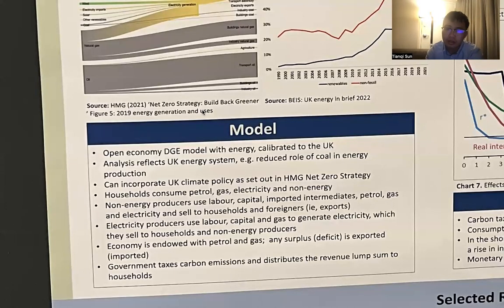So let's talk about the model, because I think this is important to discuss. It is an open economy DGE model with energy, calibrated to the UK and the UK only. As for right now, I'll go into this later. And as we can see in the graph here, although this only applies to the UK, the United States is probably somewhat similar because it's also a developed country. The analysis reflects the UK's energy system, which reduces the role of coal in energy production, and you can incorporate UK climate policy as set out in the HMG Net Zero Strategy. And households consume petrol, gas, electricity, and non-energy goods, which all use labor, capital, imported intermediates, and so on.